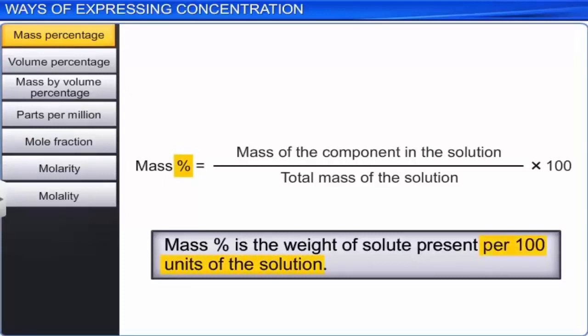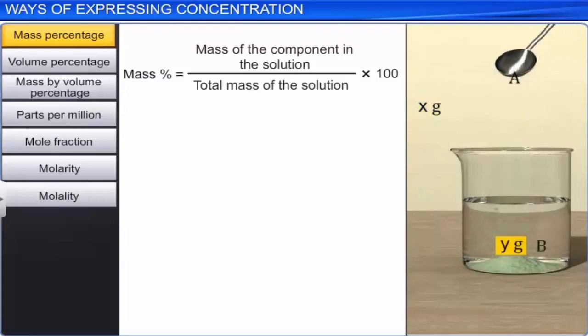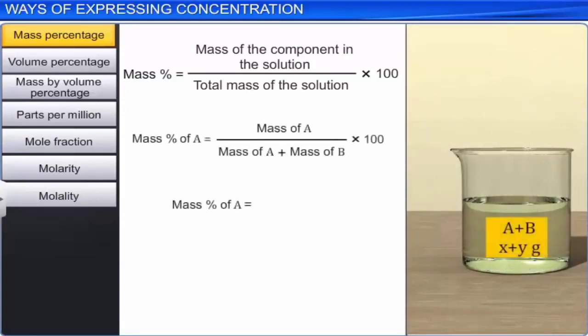If X grams of component A is dissolved in Y grams of component B, then the mass percentage of A is given by X, which is the mass of A, divided by X plus Y, which is the total mass of the solution, multiplied by 100.